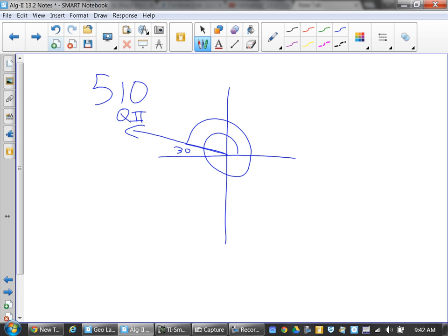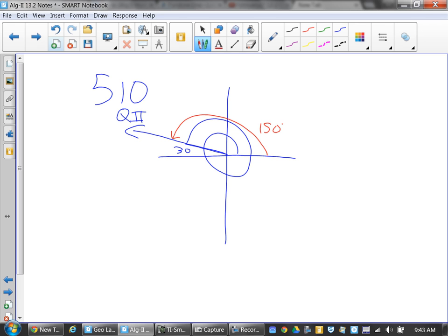All right. Here's the thing with this 510 then. What happens is you can get what are called coterminal angles. Coterminal angles are angles that have the exact same ending spot, but different degree measures. Think about this. If it has a 30-degree reference angle in quadrant 2, the other angle that has that exact same terminal spot would be 150.